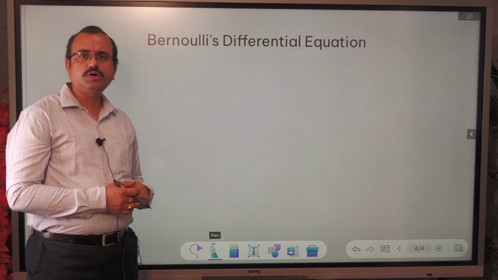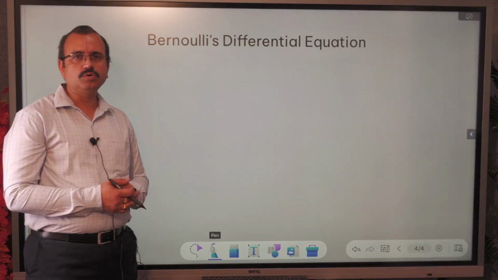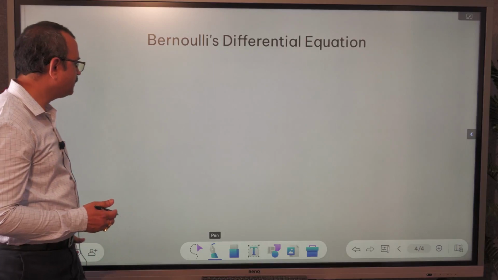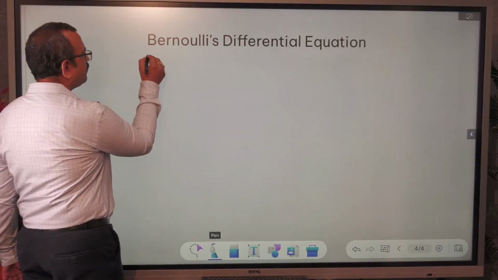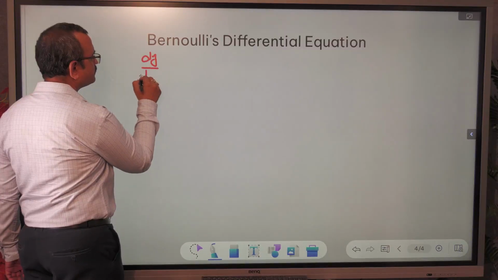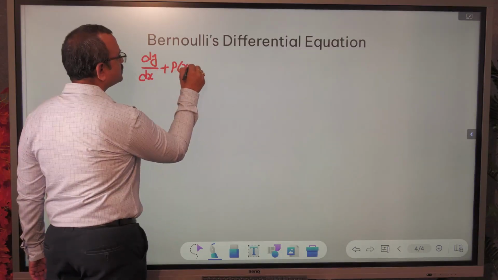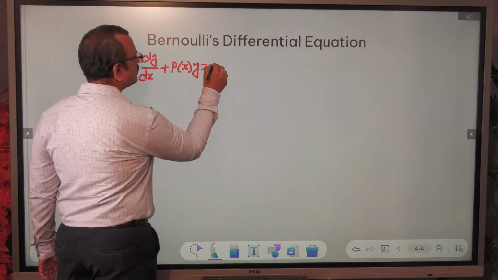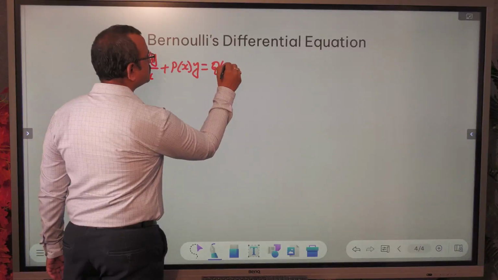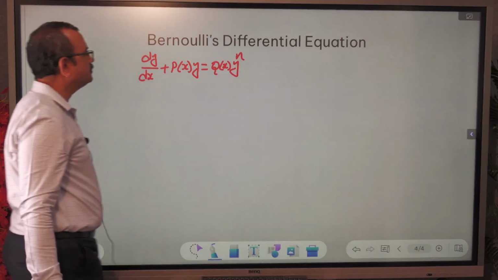Now we will see what the general form of this Bernoulli's differential equation is and how to solve it. First of all, the general form is something like this: dy by dx plus p of x into y is equal to q of x into y power n. So this is the general form.